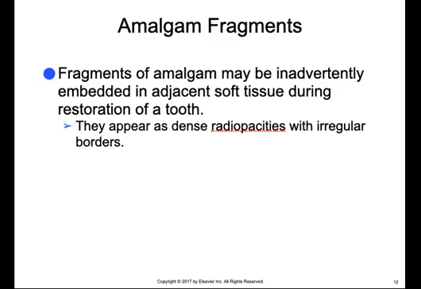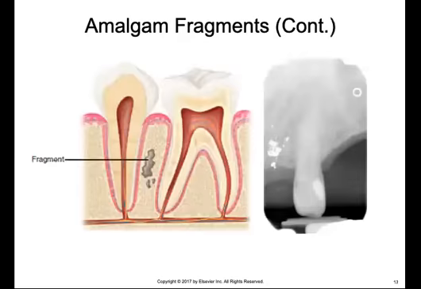Amalgam scraps vary in size and shape and appear as dense radiopacities with irregular borders on a dental image. We can see a picture of one here. So this would be where that fragment would be located. And it almost appears on an X-ray as if it's inside the bone, but it's not. It's actually embedded in the soft tissue that's surrounding the bone.